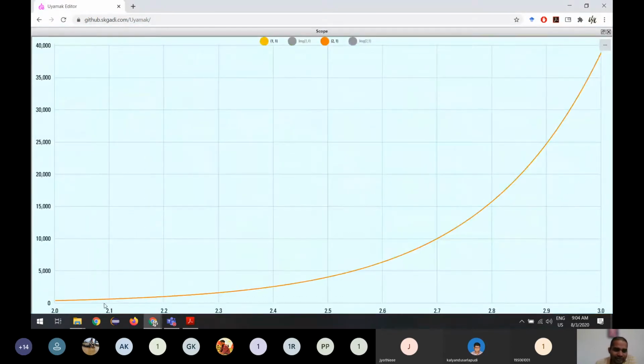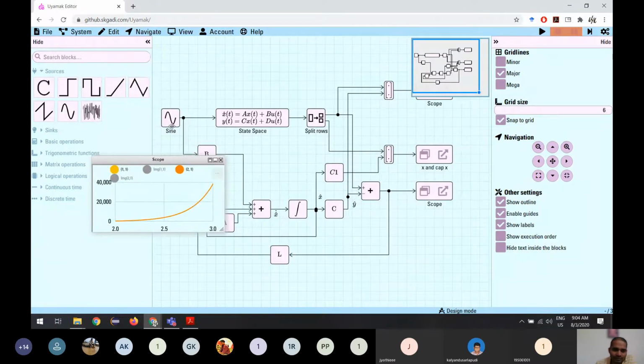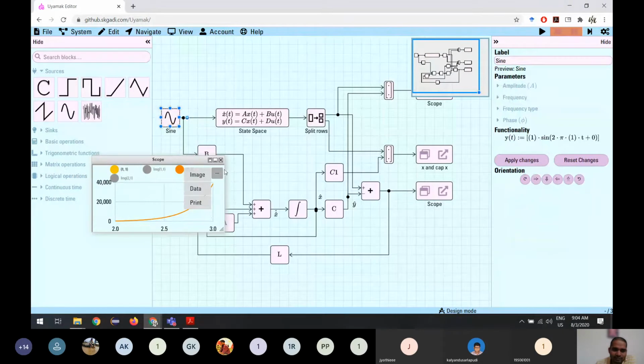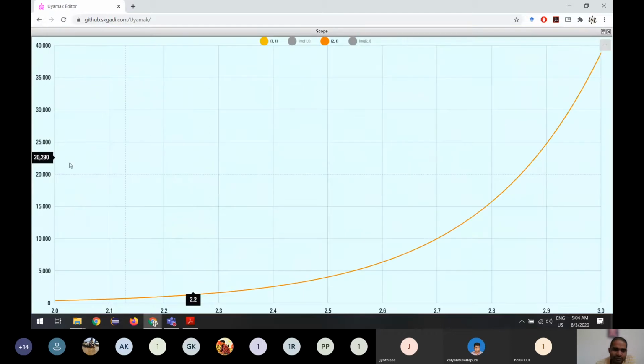We are giving a simple sine wave with bounded input, but we are getting a very unstable system. For example, the amplitude of the sine wave is 1, but you see the output went to 40,000. So what does it mean? It is exponentially increasing. It is an unstable system.